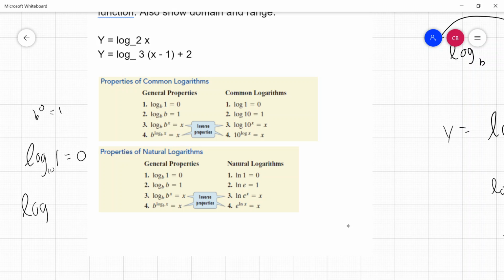Log 10 is equal to 1. Obviously, that's because this is 10. So these are basically the same rules. They're just with base 10.